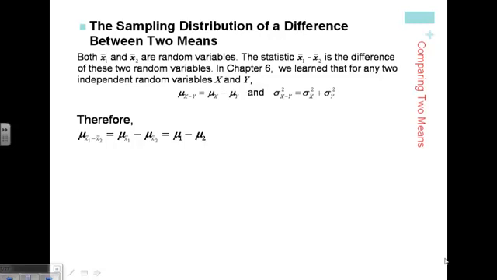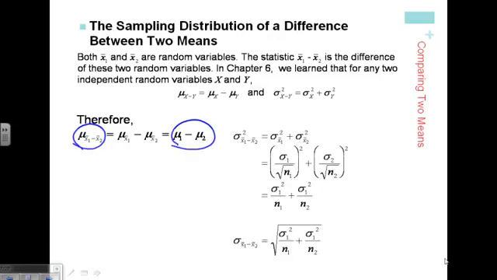Now, based on this fact that I think we did back in chapter 7, the mean of sample means ends up being the difference between the two population means themselves. 0.7 in that case. Here's the bigger point. We have that old formula as well. Variance of x plus y is equal to variance of x plus variance of y, if independent.